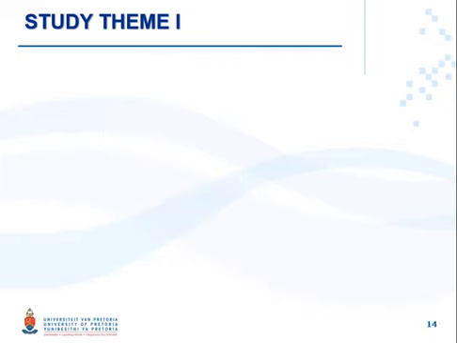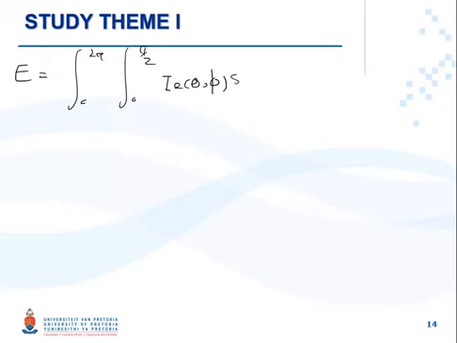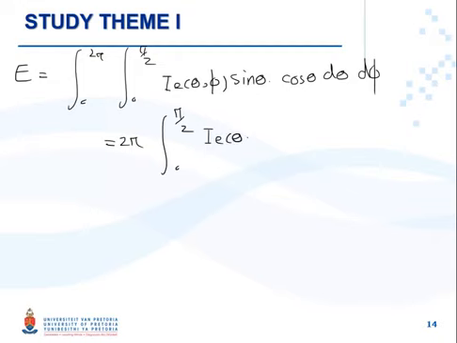So let's do the calculation. Emissive power basically will be the integral from 0 to 2 pi, 0 to pi over 2, IE theta and phi, sine theta, cosine theta, d theta, d phi. So the phi integral comes out as 2 pi, leaving the integral from 0 to pi over 2 of IE theta and phi, sine theta, cosine theta, d theta.